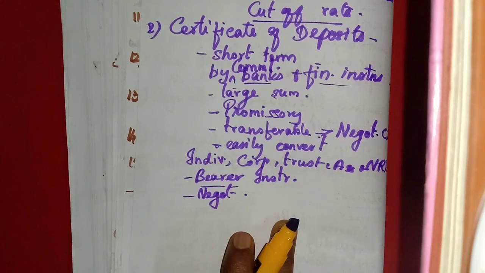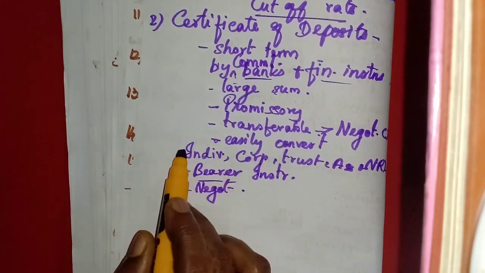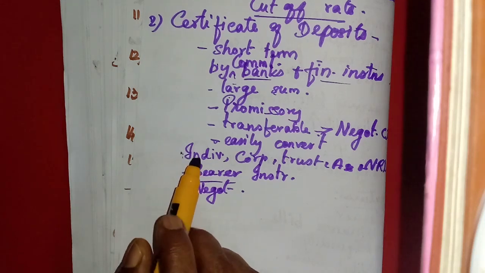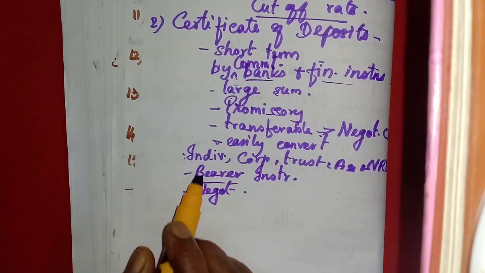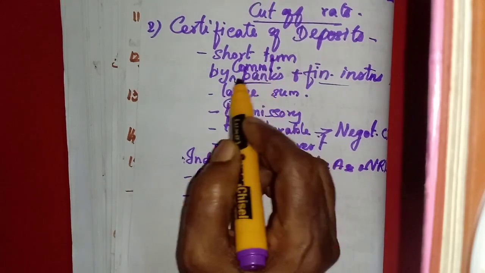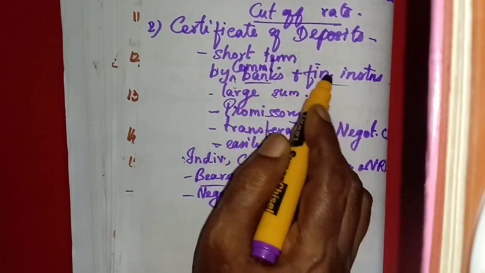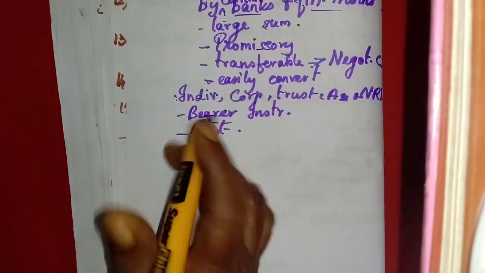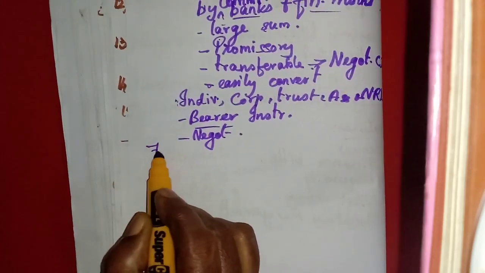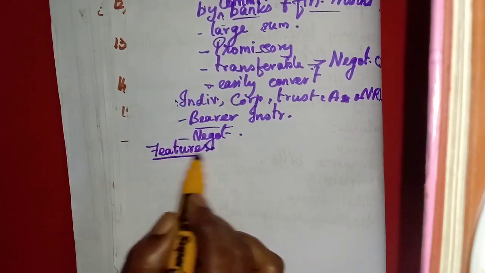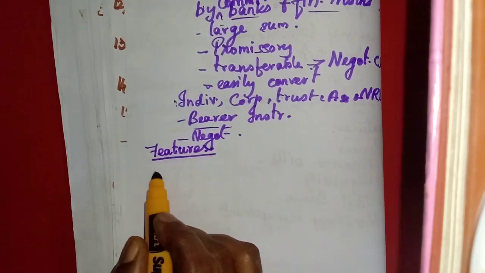These people can avail this certificate of deposit by paying subscription. But otherwise, commonly it will be issued by the commercial banks and financial institutions. Some features are given. Okay, features. It is one of the 3-mark questions.